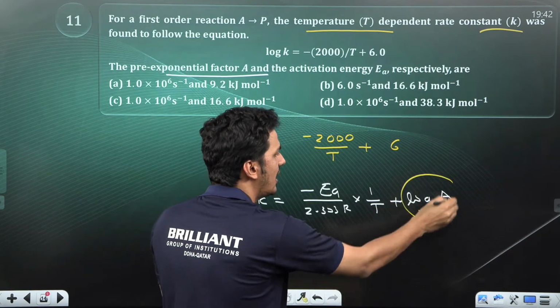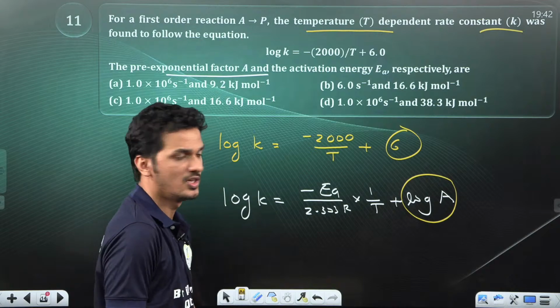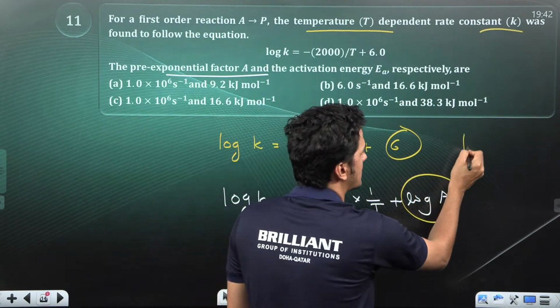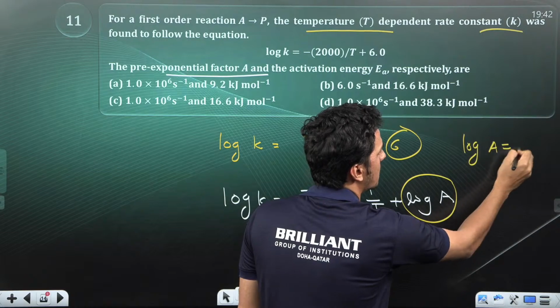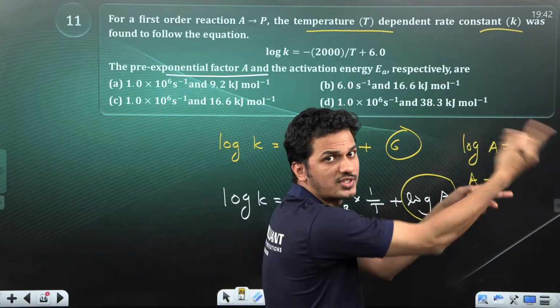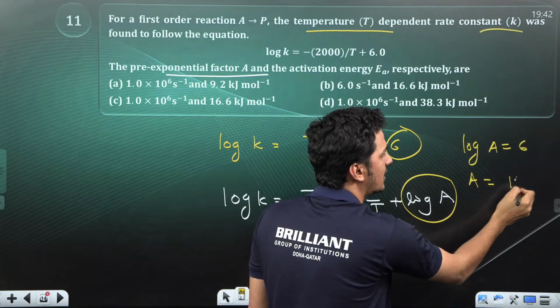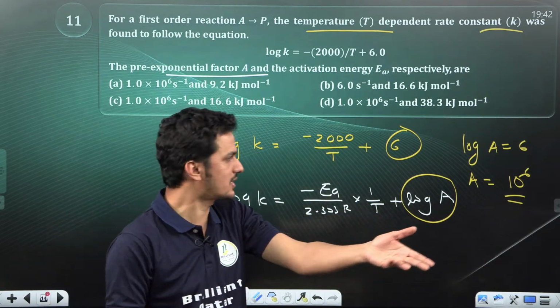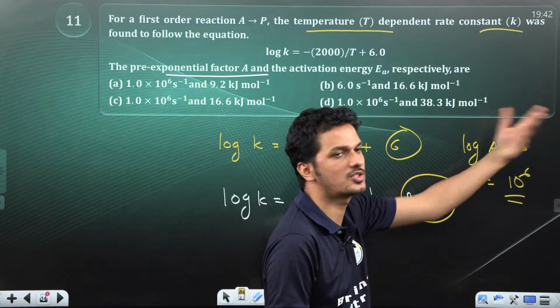Here, log A, instead of that, 6 is there. So log K, and here log A is 6. Log A equal to 6 means A equal to what? A equal to anti-log of 6. Anti-log of 6 is nothing but 10 raised to 6. Anti-log of x is 10 raised to x.